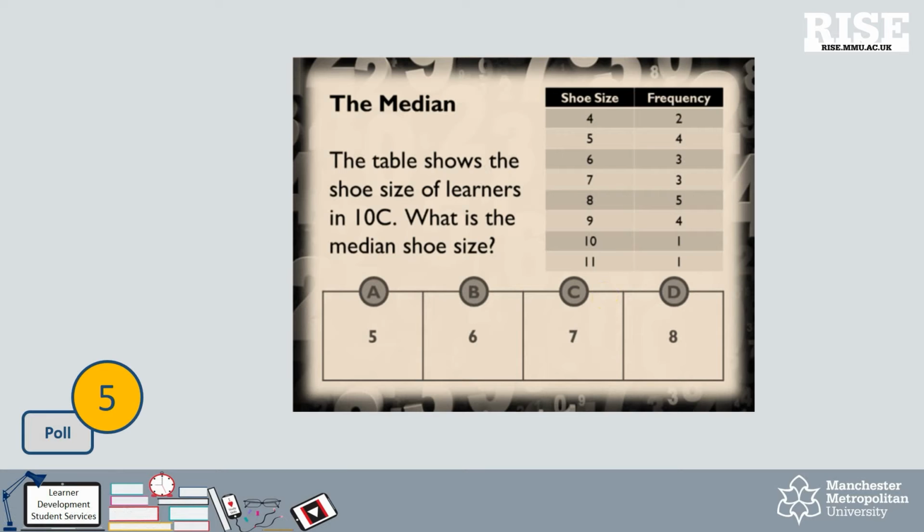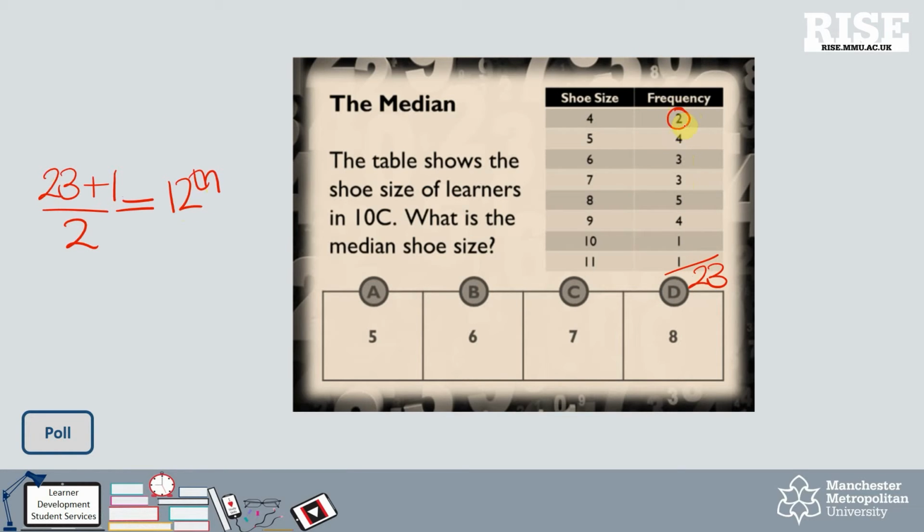The table shows the shoe size of learners in 10C. What's the median shoe size? First of all, let's find out how many students there are in 10C. Add the frequency column. 2, 6, 9, 12, 17, 21, 22, 23 pupils. So if there's 23 pupils, I add 1 and divide by 2. That means I'm looking for the 12th pupil.